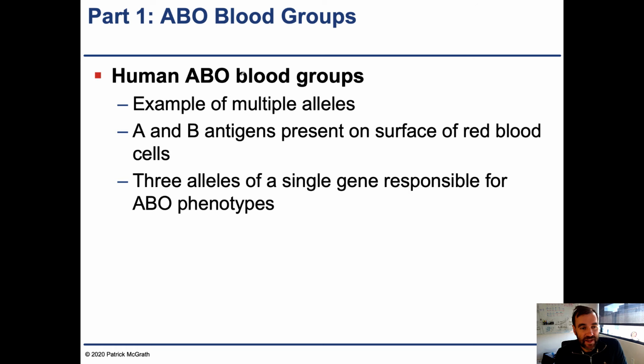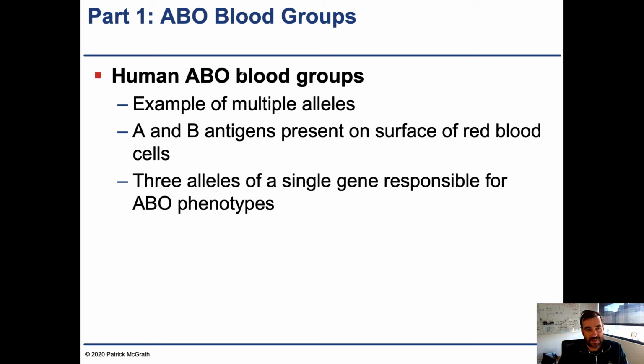Another classic example of multiple alleles in a population is your blood type. I think most of you are probably familiar with the possible blood types that you can have. So, human ABO blood groups. There are 4 different possible blood types that you can have. You can have an A, a B, you can be AB, or you can be O.